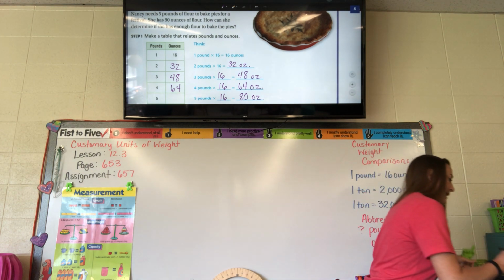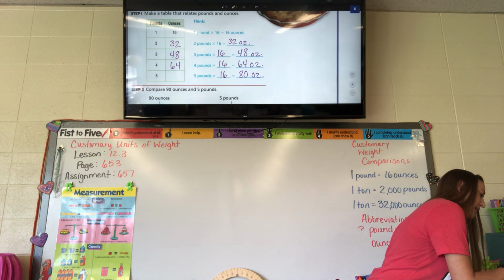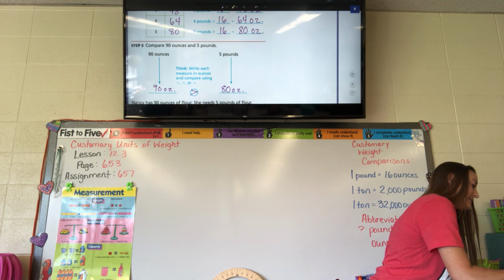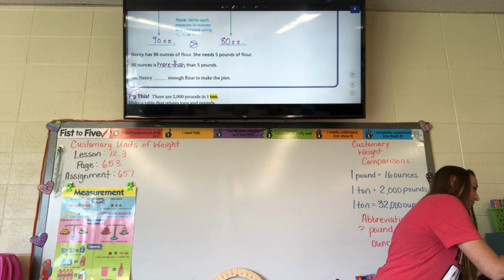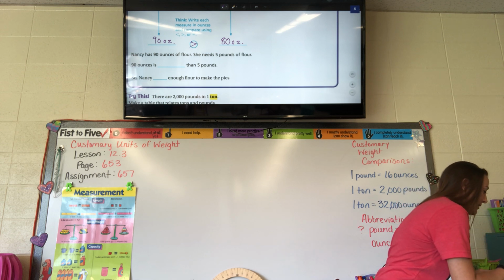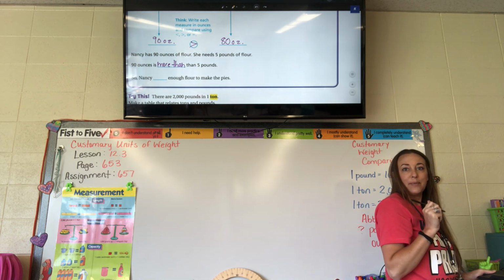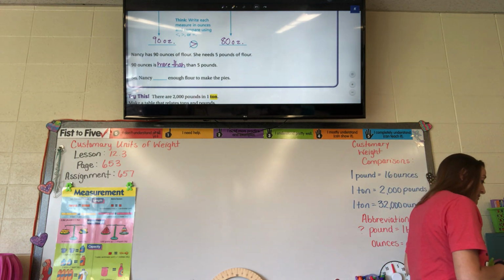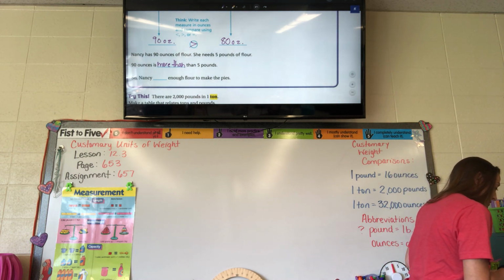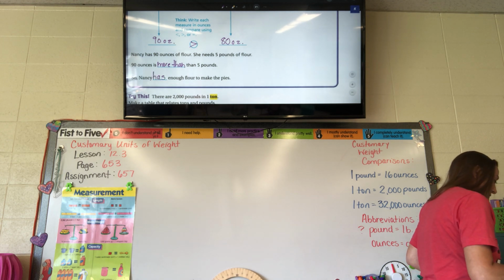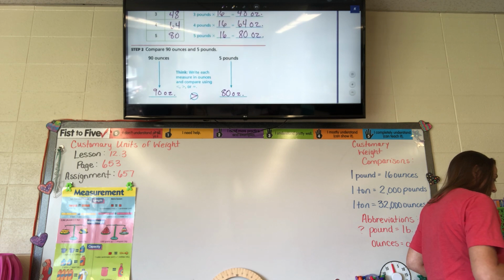Back up. Okay, so here we go. So she has 90. She needs 80. So let me erase this and put 90 more than. Yeah, that's still right. 90 ounces. Ooh, that back button just came in handy. 90 ounces is more than 5 pounds. So Nancy has enough flour to make the pies.